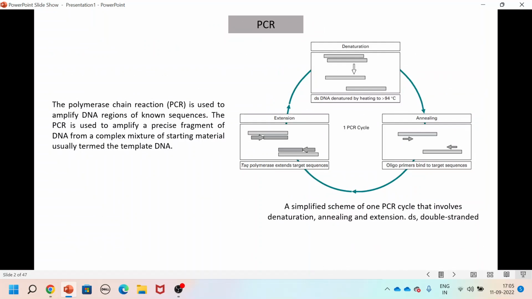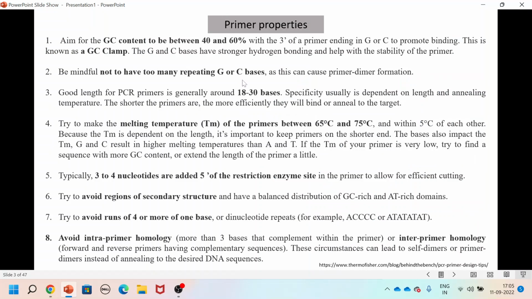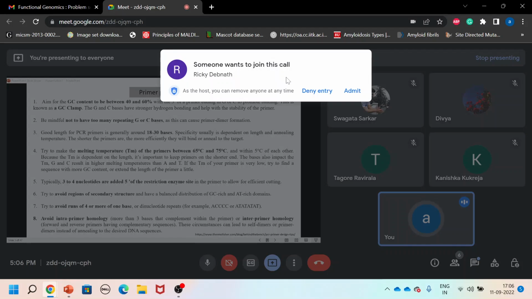So, what are the properties of the primers or oligomers which we use at the annealing step? What are the desired properties of the primer? While designing a primer, there are some points which we should always keep in mind. Firstly, as I have highlighted in this slide, the aim for the GC content should be between 40 to 60%, and it would be better if the 3 prime end of the primer ends in G or C, as it promotes binding. As we know, the number of bonds between G and C in double-stranded DNA is 3, as compared to A and T, which have 2.